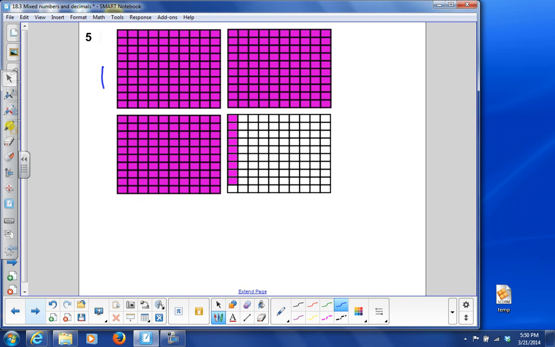Okay, so here's 1, 2, 3 wholes. I have hundreds here, and I don't have a whole 10 covered up, so that should be 9 hundredths. Okay, and 9 hundredths looks like this by decimal, so that should be my decimal.